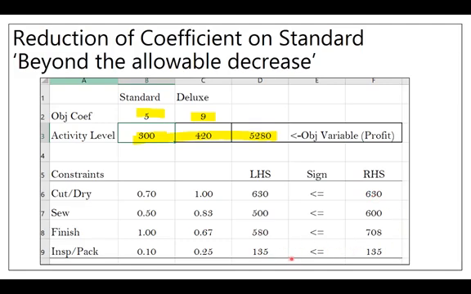So we jump from one corner of the problem to another corner of the problem, and so that means that instead of the 2 constraints here that were crossed at the old corner, we're going to need the intersection at the new corner between cutting and drying and inspection and packing.